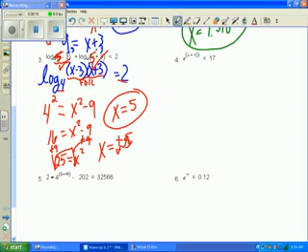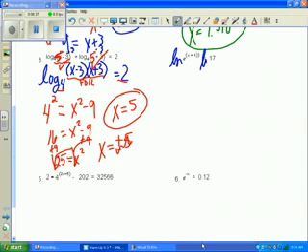So 5 checks out. And we had to check it because the variable was located where? In the log. If it's in the log, you have to check it. Okay, next. Our variable is located up in the exponent, so how am I going to get it down? Take the log of both sides.